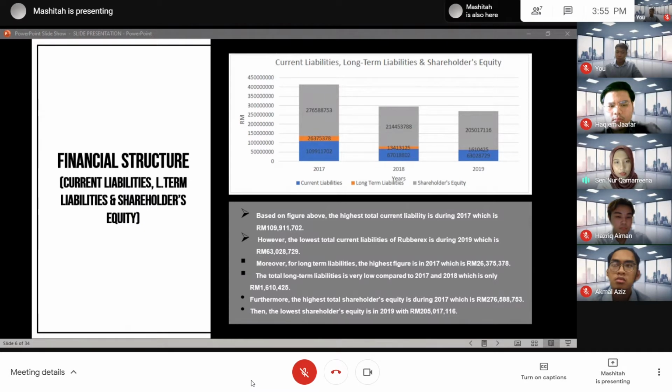Moreover, for long-term liabilities, the highest figure is in 2017, which is 26 million. The total long-term liabilities in 2019 is very low compared to 2017 and 2018, which is only 1 million. Furthermore, the highest total shareholders' equity is during 2017, which is 276 million. Then the lowest shareholders' equity is in 2019 with 205 million.